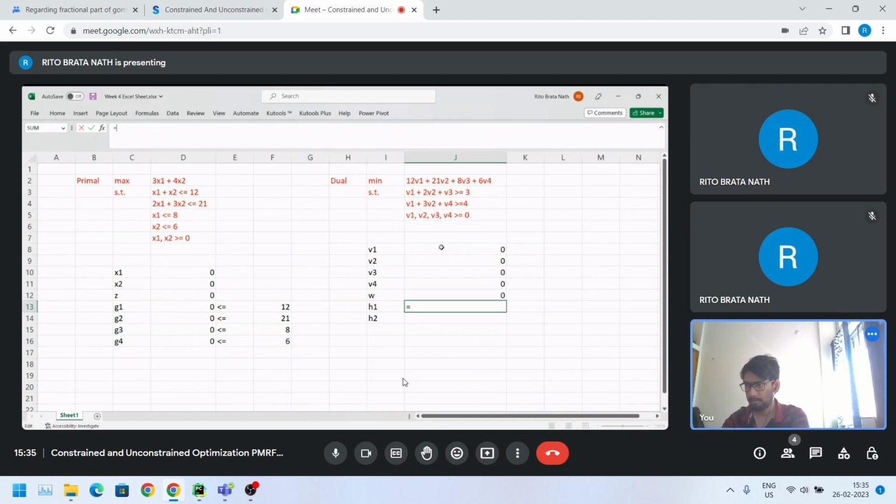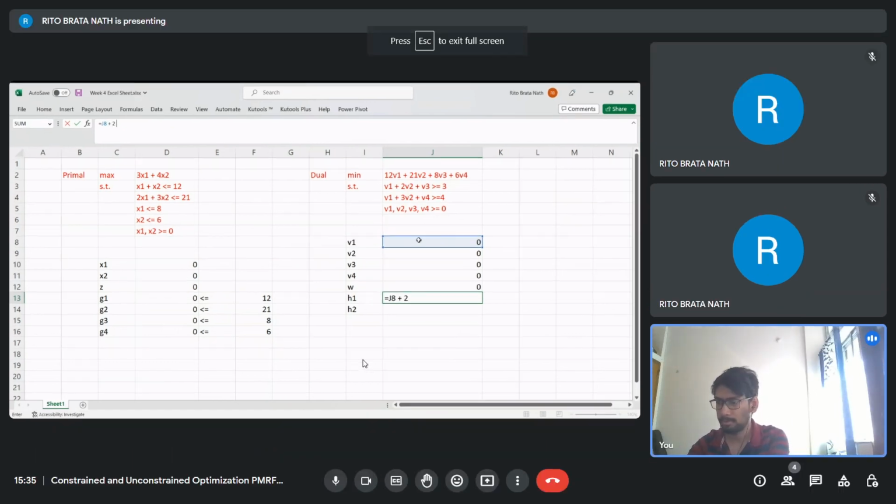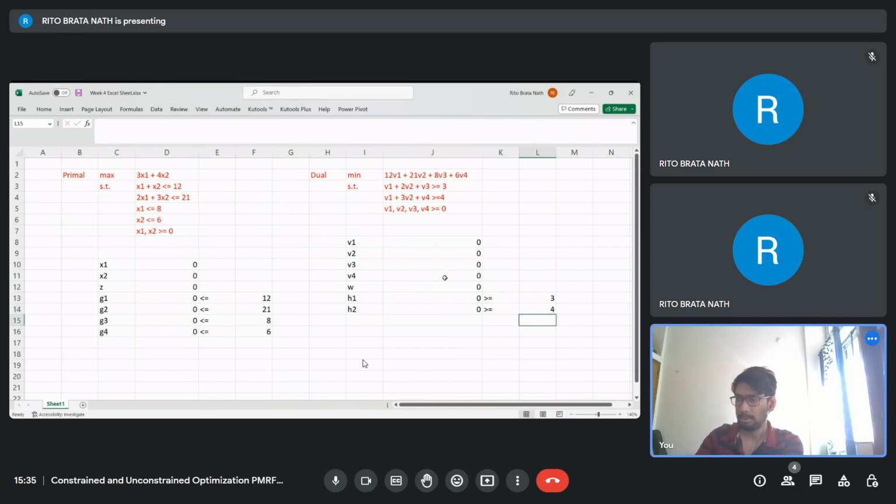So that's V1 plus 2 V2 plus V3, and this should be greater than or equal to 3. And finally, you have to write down the second constraint, which is V1 plus 3 V2 plus V4. This has to be greater than or equal to 4. So now you have given all the data and you have to solve this problem.